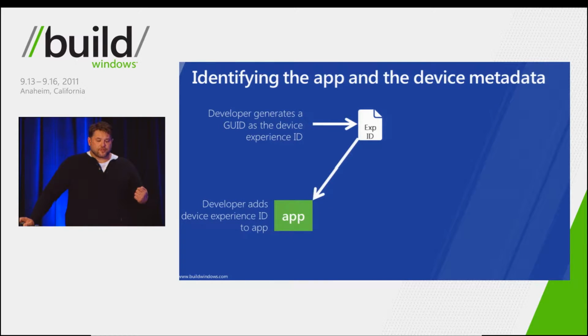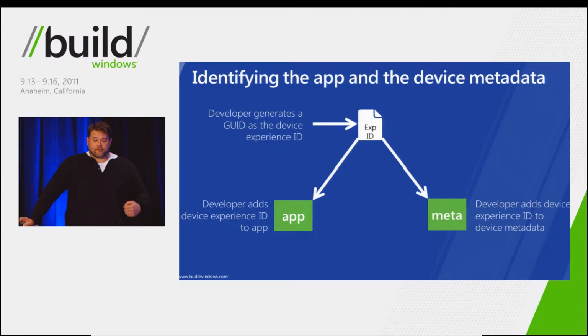We use it to do two things. First thing that you need to do, I'm going to talk about this in a minute, is you take that device experience ID and you put it into a file, we call it the store manifest file, in your app package. That helps us know that your app goes with your device experience. The second thing is, of course, you take that device experience ID and you put it in the device metadata package, because that's the thing that effectively names the device metadata package.